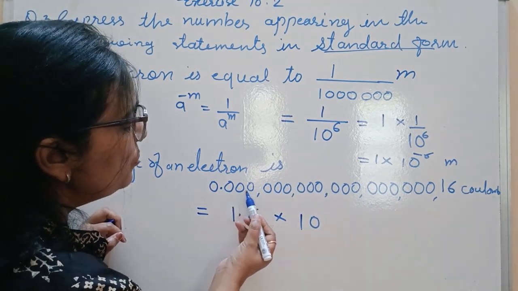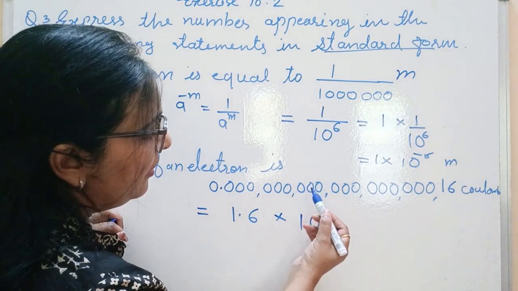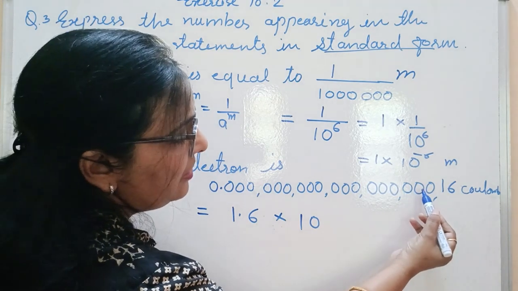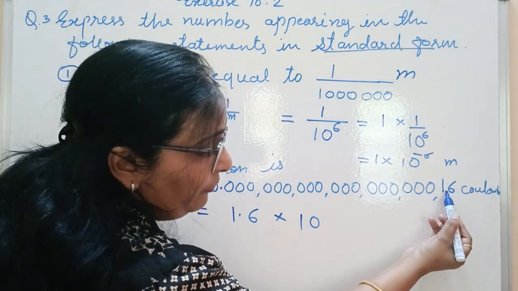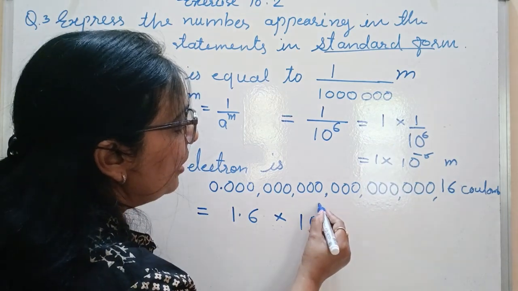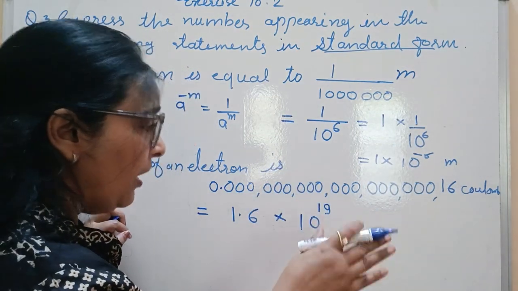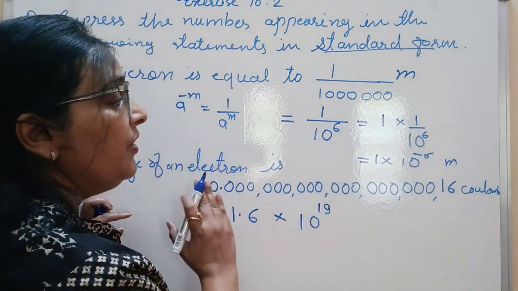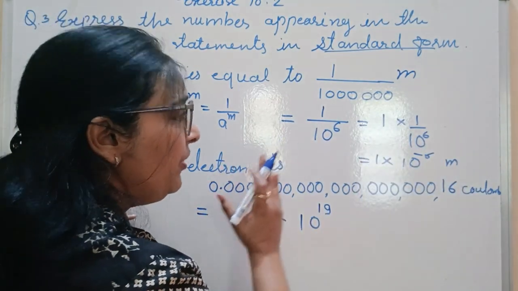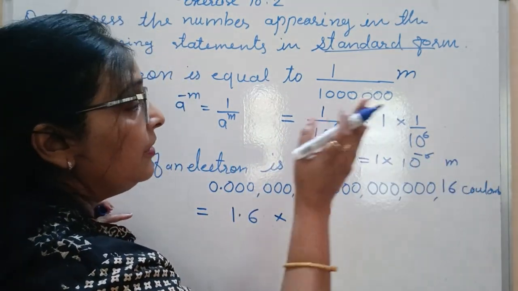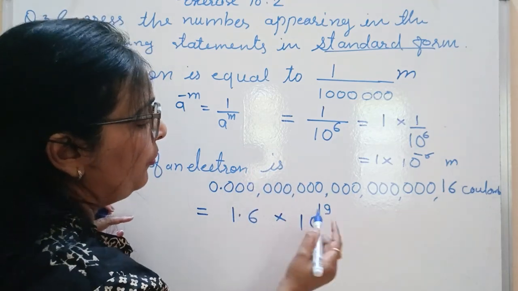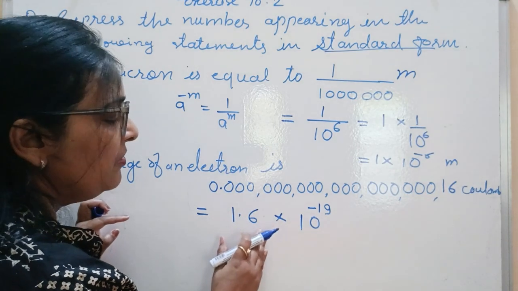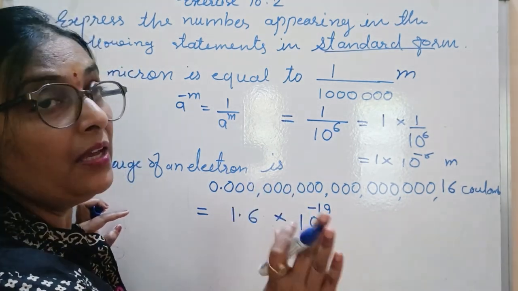So here 1, 2, 3, 4, 5, 6, 7, 8, 9, 10, 11, 12, 13, 14, 15, 16, 17, 18, and after 1 we are keeping, therefore 19. So I wrote here 19. Again you see which side your decimal is shifting. Your decimal is shifting towards the right. If your decimal is shifting towards the right, then you have to write a negative exponent. Therefore, minus 19 here. So what you got? 1.6 into 10 raised to minus 19.